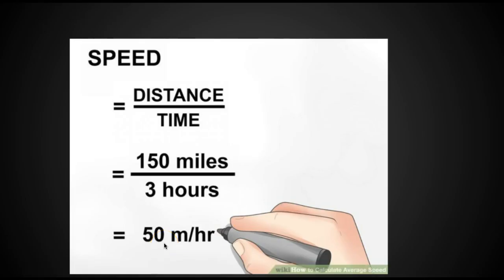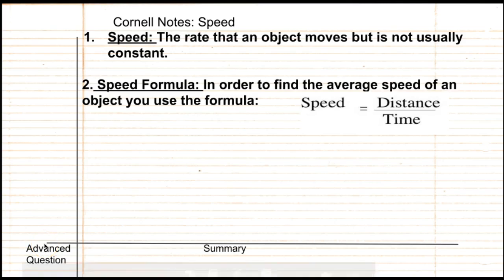So let's say you're on a train and the train is traveling 150 miles and it takes 3 hours to get there. You would just divide 150 miles, the distance, by the time, 3 hours, and you would get an average speed of 50 miles per hour. This is a good place to pause the video if you need to catch up.